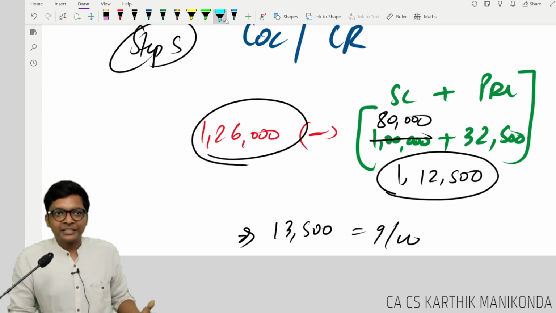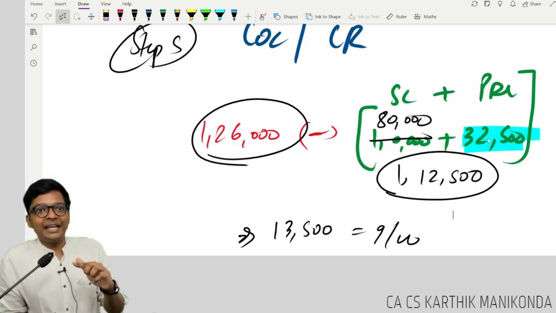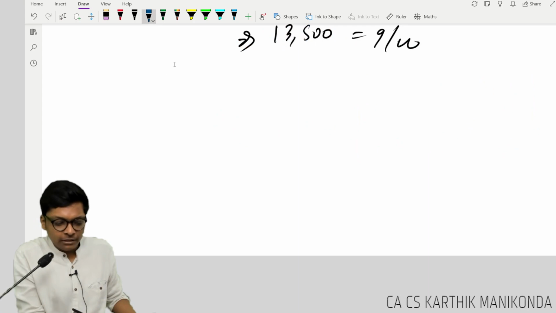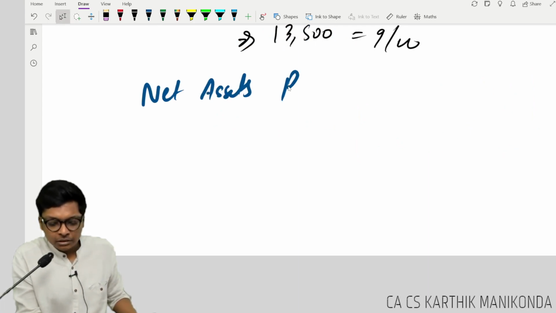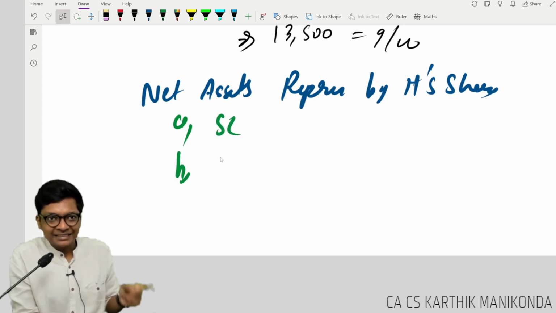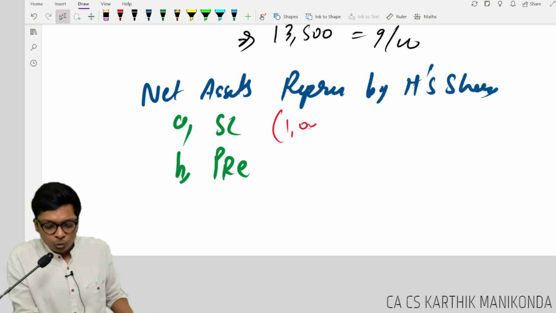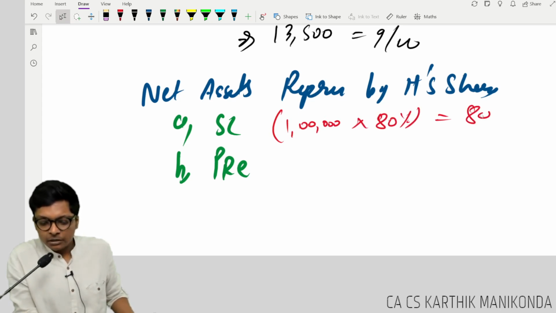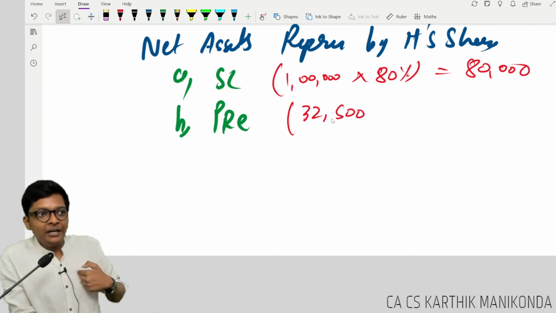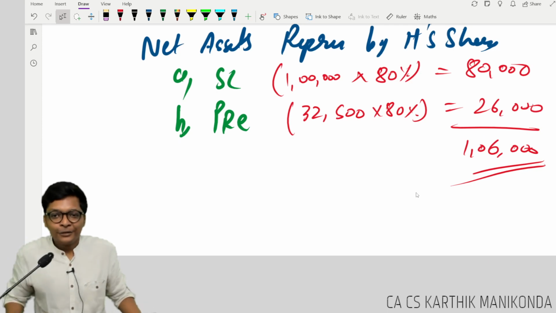Sir, I am not able to understand. Let me explain again. 32,500. No, hold on. 32,500 is the total pre. But is this total pre for me? No. Read the wordings again, guys. Net assets represented by holding's share of share capital plus reserves on the date of acquisition, which is pre, correct? So share capital will be how much, guys? 1 lakh into holding share 80%, 80,000. And 32,500 is the total pre, but what is my share? 80%. How much? 26,000. So you got only 1 lakh 6,000. You did not get 1 lakh 12,500.